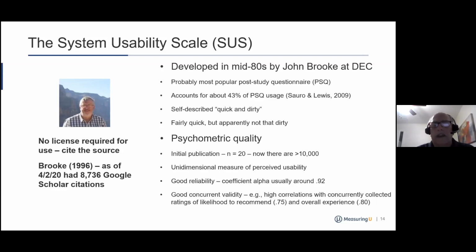It's designed to be a unidimensional measure of perceived usability and has good reliability. I mentioned coefficient alpha. Your target is usually about 0.7. It comes in at 0.92. And it has also demonstrated good concurrent validity with other related measures collected at the same time.